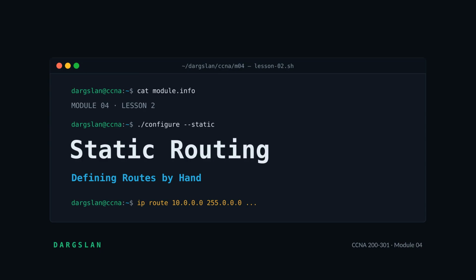In this lesson, we're rolling up our sleeves and getting hands-on with static routing. Think of it as the most direct conversation you can have with a router. You, the engineer, telling it by hand exactly where to send packets for a given destination. Over the next few slides, we'll move from the core idea of what a static route actually is, all the way to writing one cleanly with the ip route command.